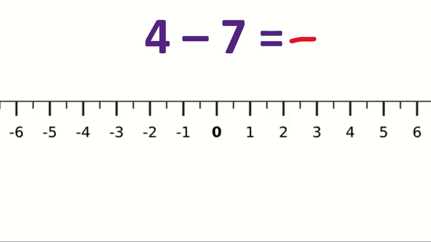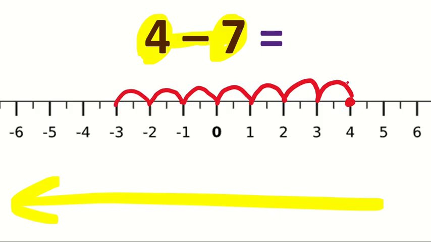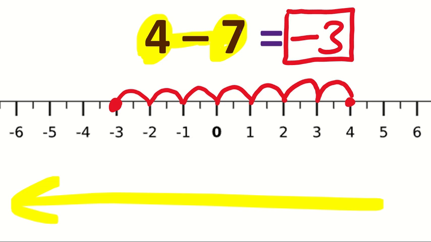Now, let's see if it works with this other stuff. Oh, got to clean that up. First thing I'm going to do is put a dot right above the 4. So I'm going to put a dot right there, and I'm going to look at the sign. Sign is a negative, subtraction sign, so it means I got to go to the left. I got to go to the left how many spots? Well, 7 spaces to the left, beginning at 4. So let's do that. So we got 1, 2, 3, 4, 5, 6, 7. Drop our dot right above the -3, which means that 4 subtract 7 is -3.